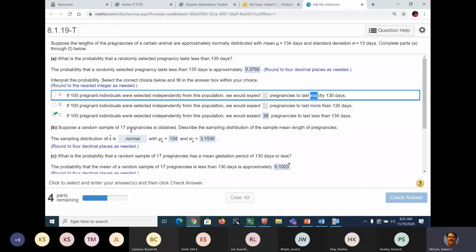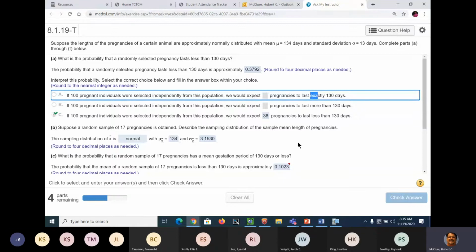Suppose a random sample of 17 pregnancies. Okay, now we've got something different. So I'm going to do this in green. Now we've got 17 pregnancies, or say you get a random sample of 17 pregnancies. Now that could be in addition to what we do. That's usually what it means. And it says describe the sampling, and so on.